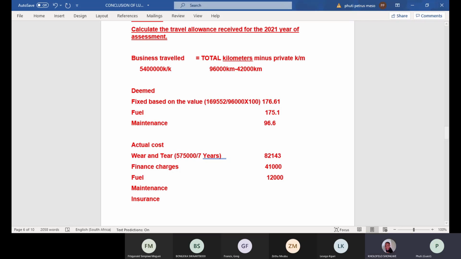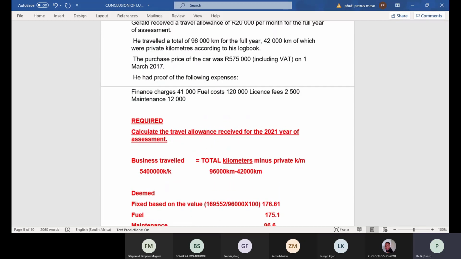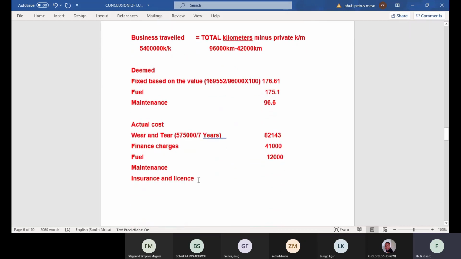We are here. Okay, then let's have a look at the insurance and license, and then we're going to look at the maintenance. Maintenance is 12,000 rand.